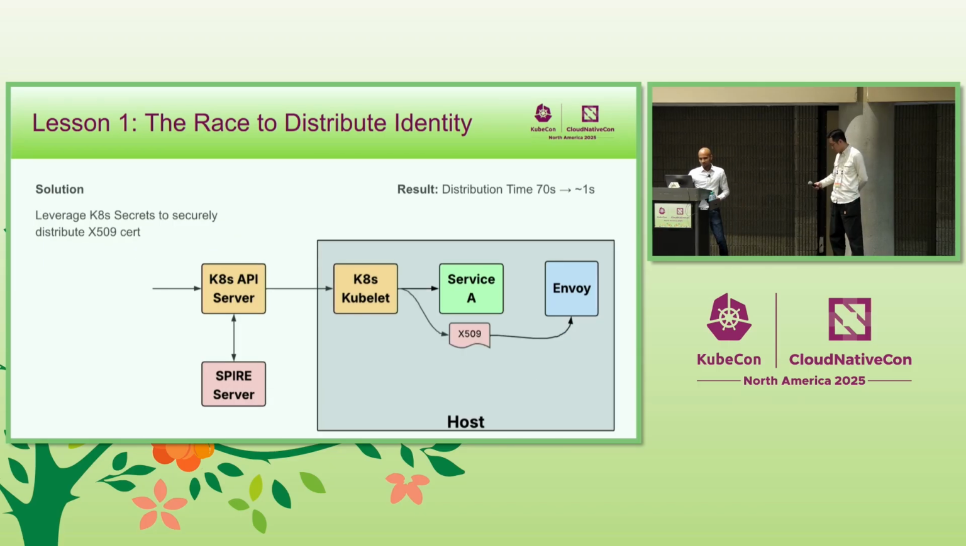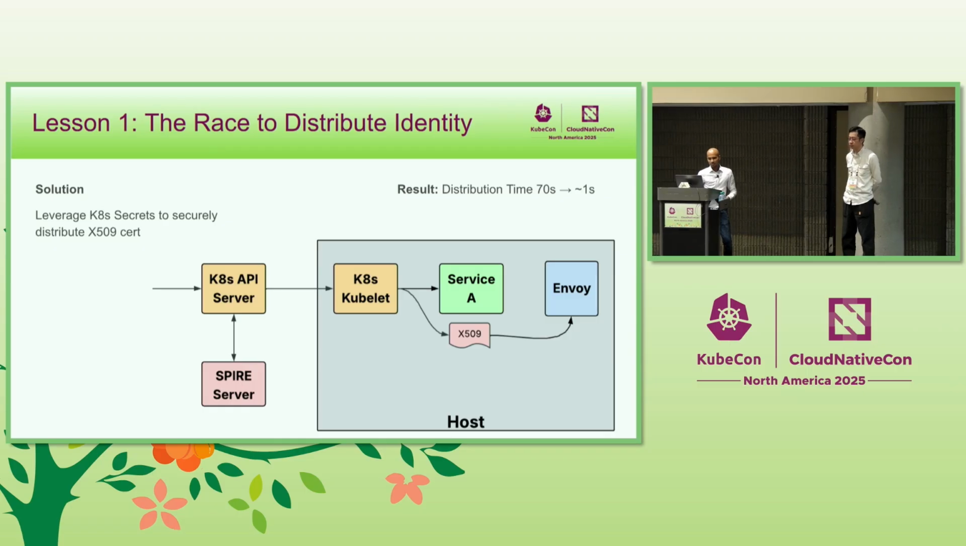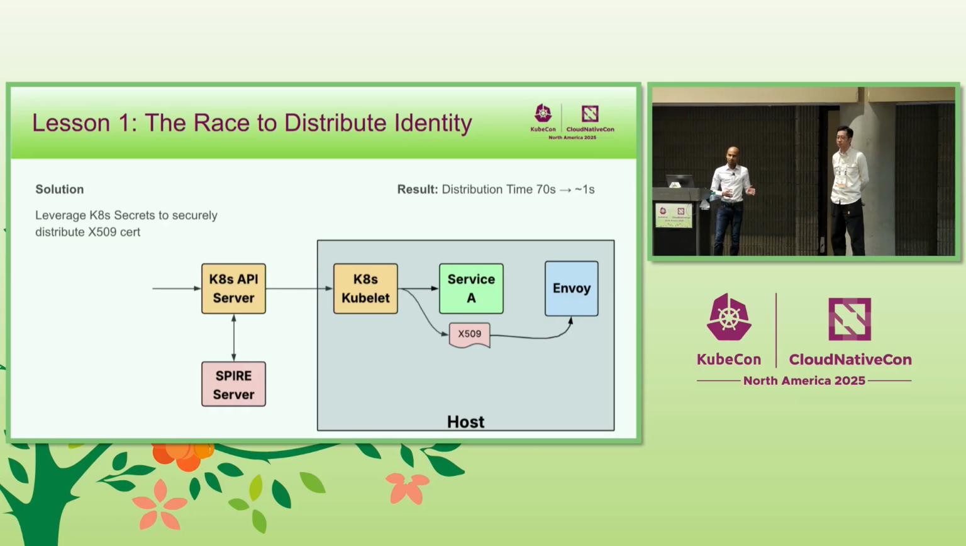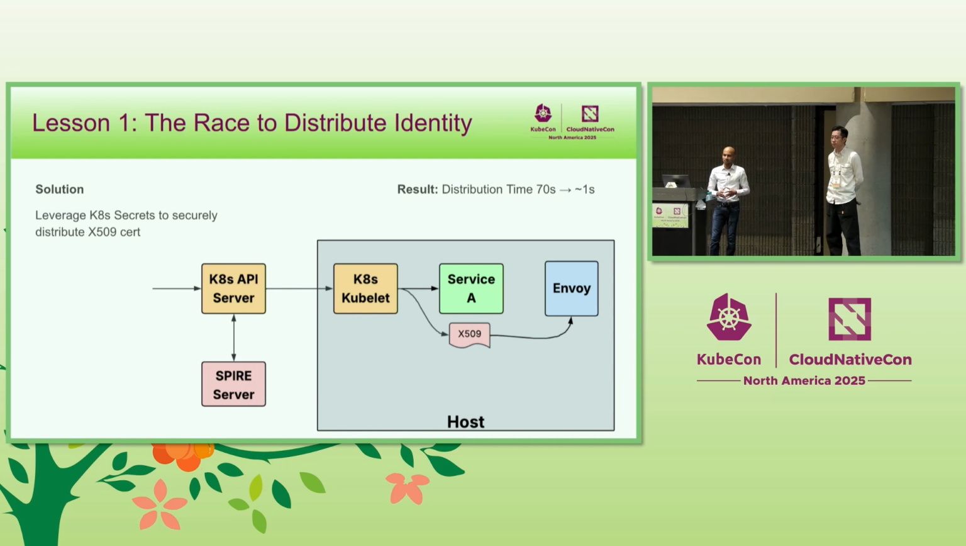So in order to fix this, we actually changed the architecture, where we said, we are going to issue the certificate and use Kubernetes secrets to distribute the certificate to the data plane. And this is a major change because the latency of distribution that we were observing was in the order of almost a minute, 70 seconds or so. With this change, we were able to bring it down to almost 1 or 2 second range. And this, basically, fixed the problem.